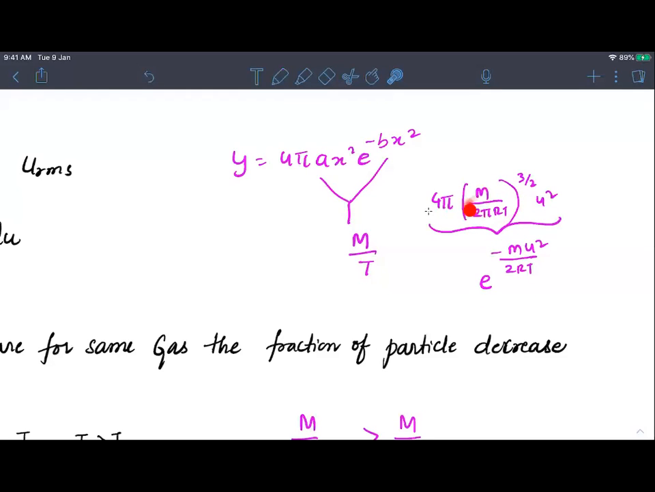So in the parabolic part, m by T ratio अगर ये बढ़ जाएगा तो ये पूरा टर्म का वैल्यू बढ़ जाएगा.